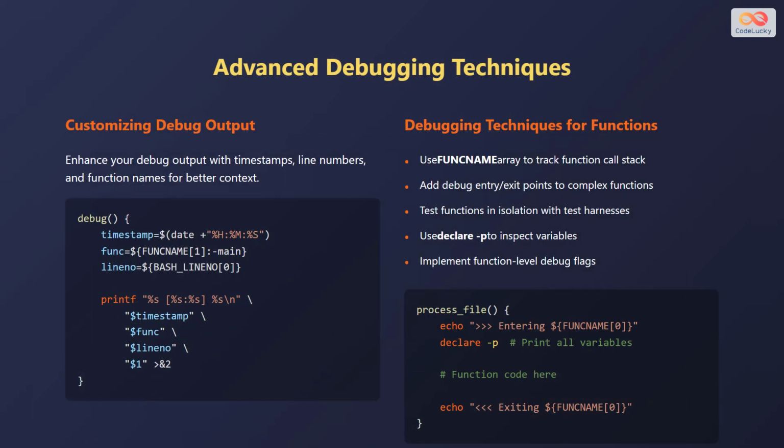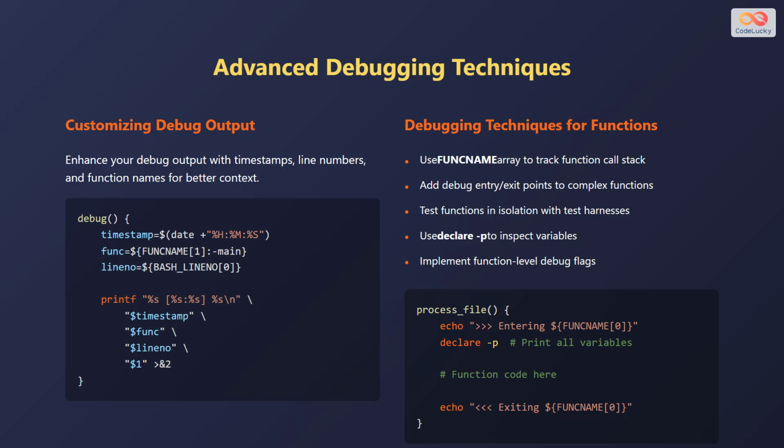Here we have advanced debugging techniques. On the left, customizing debug output. Enhance your debug output with timestamps, line numbers, and function names for better context. The example code shows the debug function. The timestamp variable is assigned the current time. The func variable is assigned the name of the calling function. The lineno variable is assigned the line number where the debug function is called. The printf command prints the timestamp, function name, line number, and the debug message to standard error.